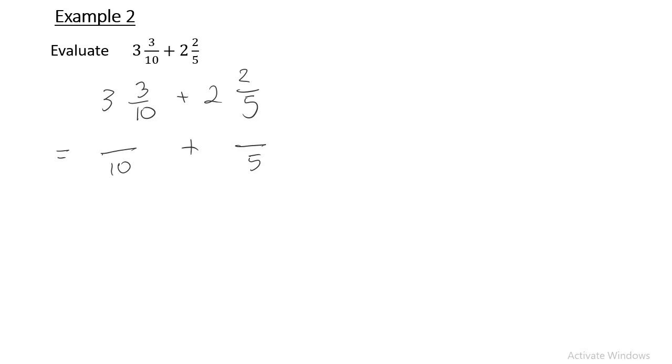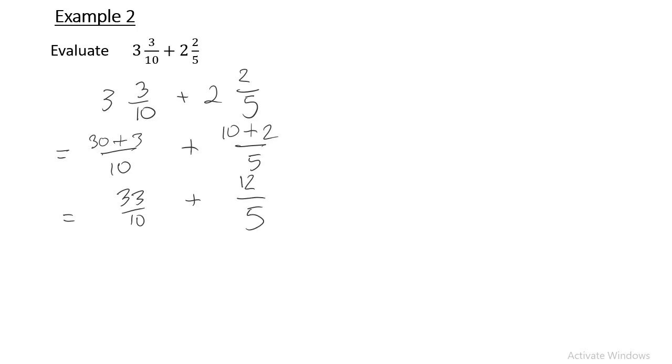Again, 10 times the number in front, that would be 30, and then add the number on top, 30 plus 3. Same here, 5 times 2 gives me 10, plus 2. Then we have 33 over 10, and over here we get 12 over 5.